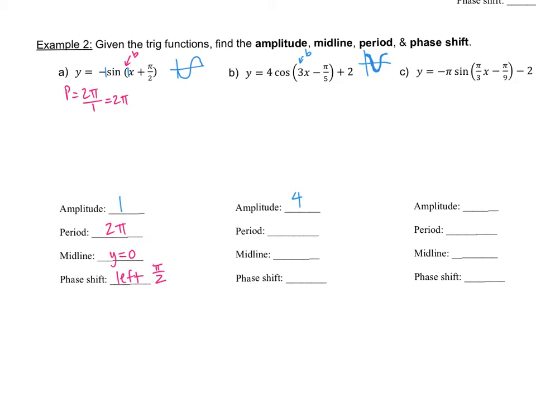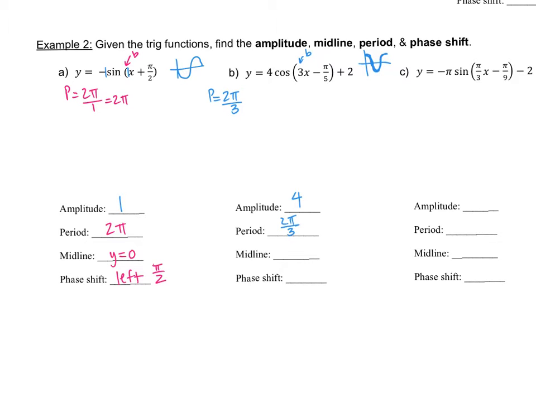So if I had to find my period, I would have to do 2 pi over 3. But I can't really simplify 2 pi over 3. So this is the most that I can simplify. So my period is 2 pi over 3.